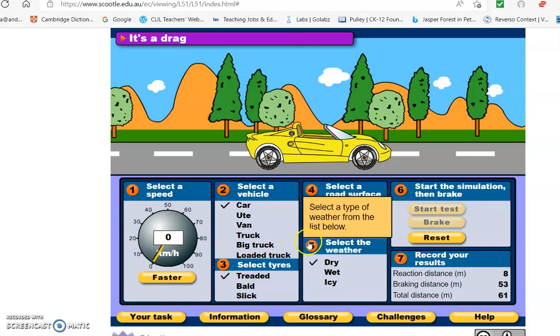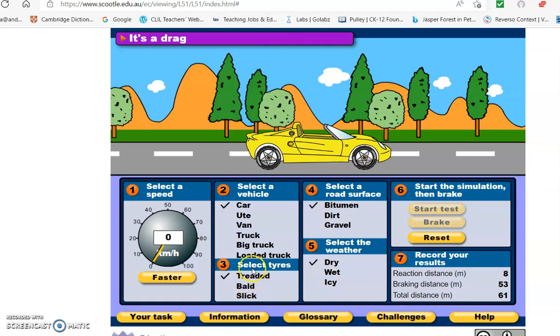Right, let's see what we have here. Here we have a car. I can change the speed of the car, and I can choose the condition of the road, for example, dry, wet or icy. They are important. Why? Because if the road is wet or icy, that means there is less friction between the wheels and the road, and that will increase the braking distance.